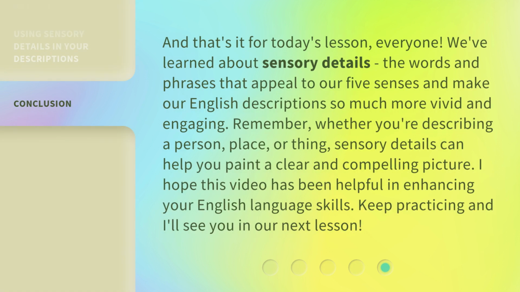And that's it for today's lesson, everyone. We've learned about sensory details, the words and phrases that appeal to our five senses and make our English descriptions so much more vivid and engaging. Remember, whether you're describing a person, place, or thing, sensory details can help you paint a clear and compelling picture.